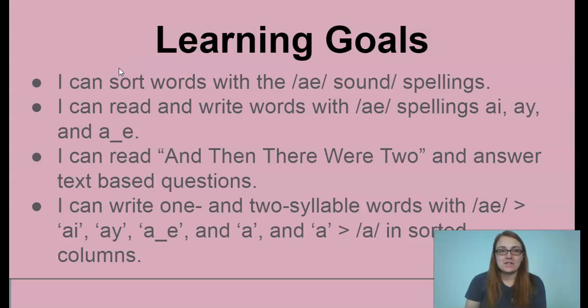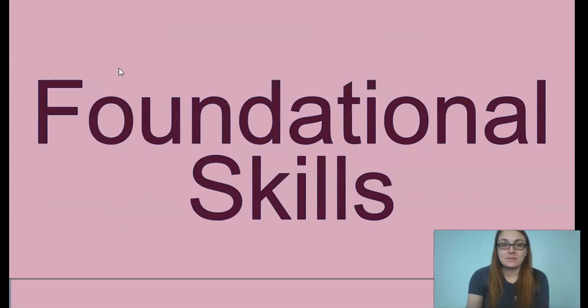Our learning goals for today: sorting words with the A sound spellings, as well as writing and reading words with the A sound spellings AI, AY, and A space E. Then reading the next story called And Then There Were Two and answering questions about the story, as well as writing 1 and 2 syllable words with the A, AI, AY, and A space E, as well as the A sound spelling sorted into columns.